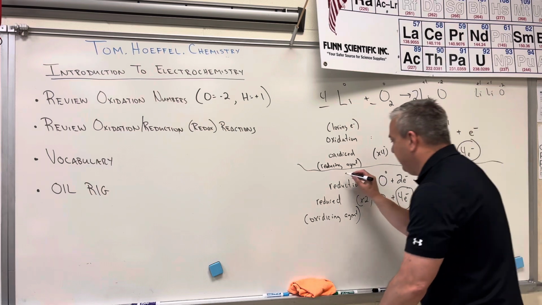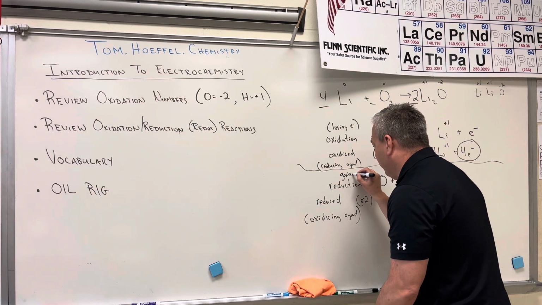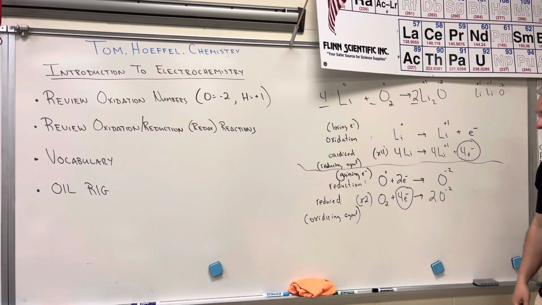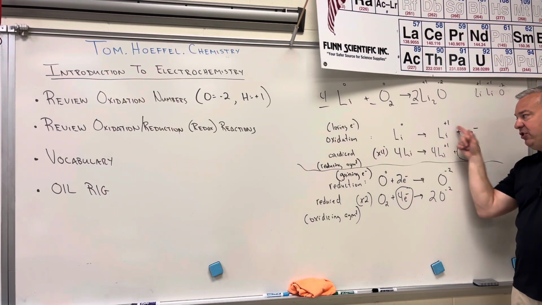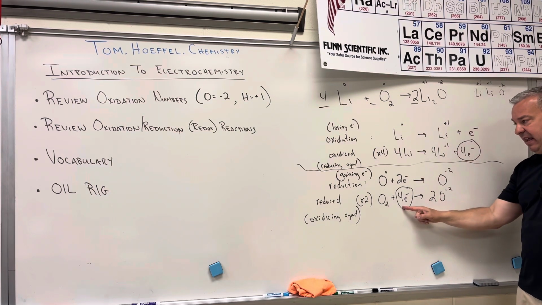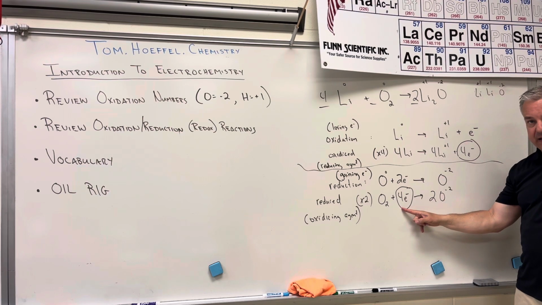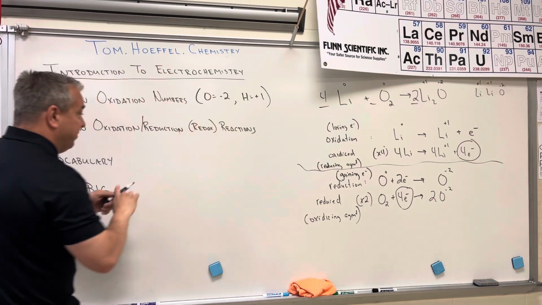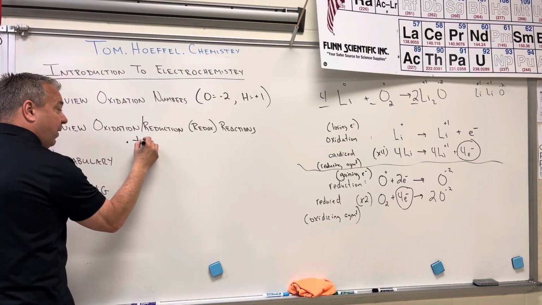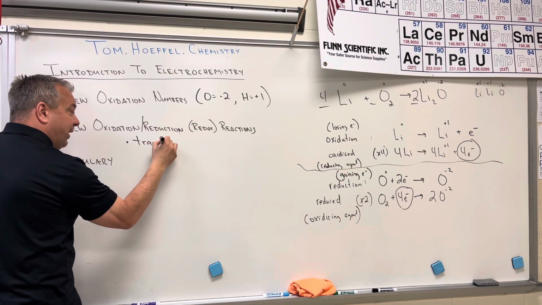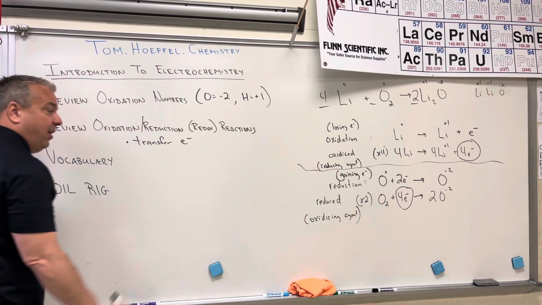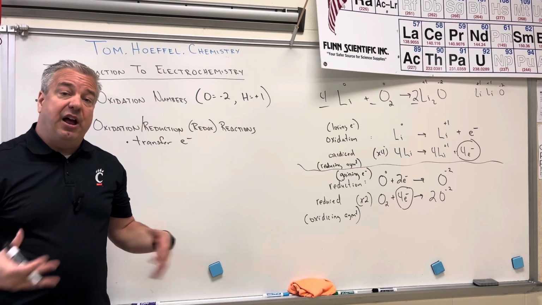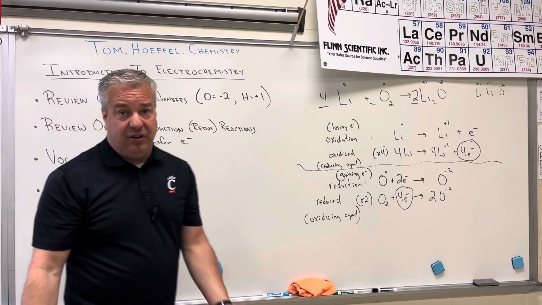And in reduction, in the end, what's happening is that you're gaining electrons. So in oxidation, you're losing the electrons, and in reduction, you're gaining electrons. So really, what an oxidation reduction reaction is, quite simply, is a transfer of electrons. You have something that's losing the electrons, and you have something else that's gaining the electrons.